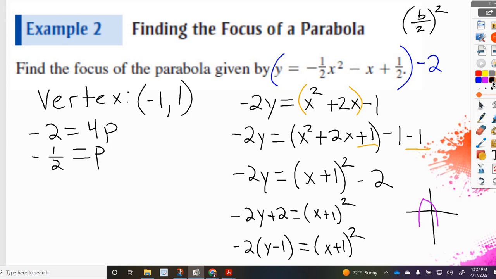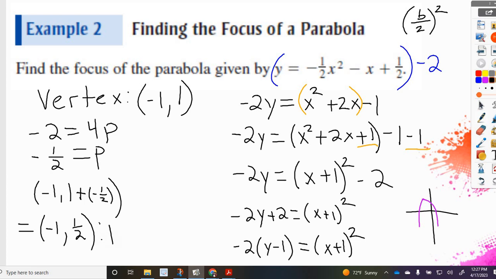So looking at our equations that we wrote out, do I want to add my p-value to x, to the h value, or do I want to add it to the y value, k? Yeah, so we would have negative 1, comma, 1 plus, I'm technically adding a negative, because my p-value is negative, so what do we get? And that would be our focus, which is our final answer. Well, they asked us to find.